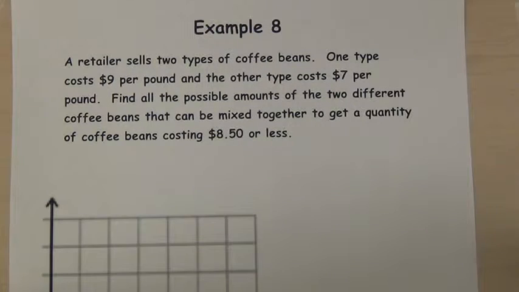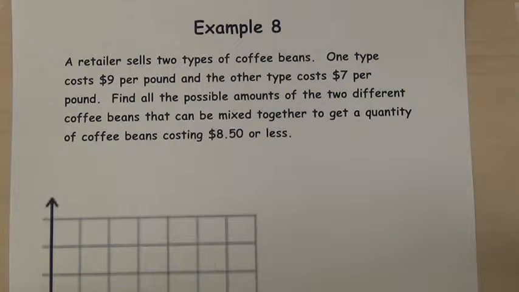Let's look at a very specific example out of your book. Let's look at example 8. The example reads, a retailer sells two types of coffee beans. One type costs $9 per pound and the other type costs $7 per pound. Find all the possible amounts of the two different coffee beans that can be mixed together to get a quantity of coffee beans costing $8.50 or less.